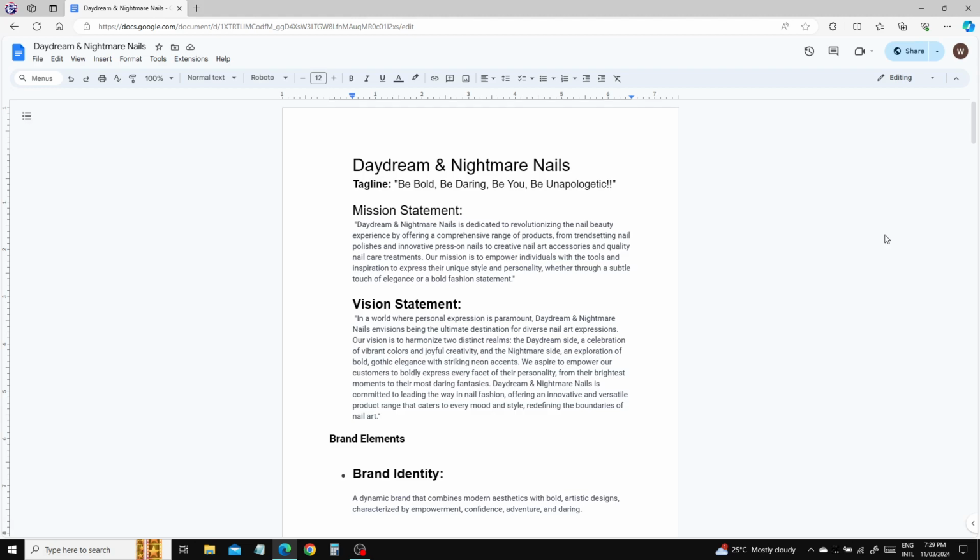And the reasoning is that it is a real pain in the butt to try to figure out how to build a brand around one product or a set of products. It's better to look into a niche. And when I start my research, I start off with a really broad niche, like women's clothing or men's clothing.